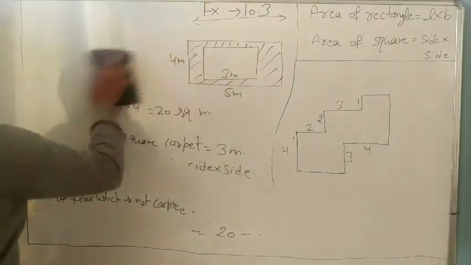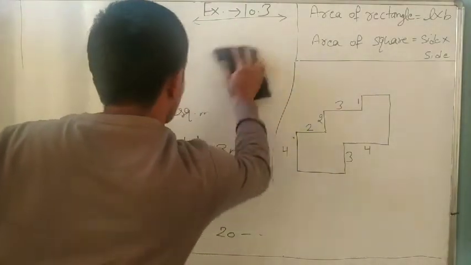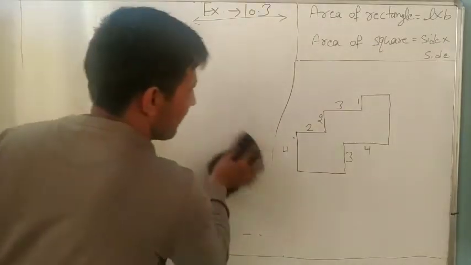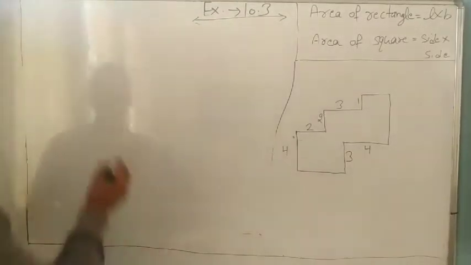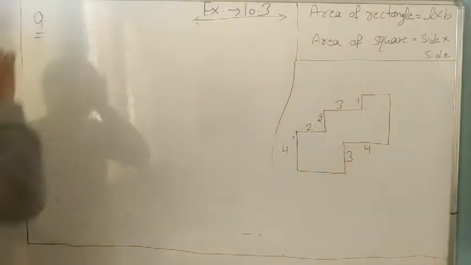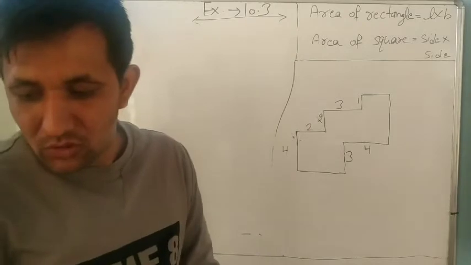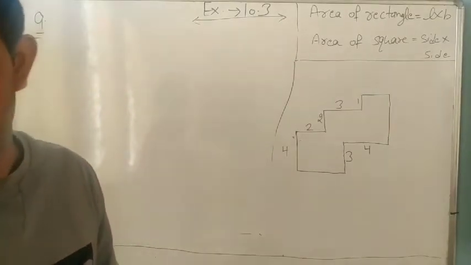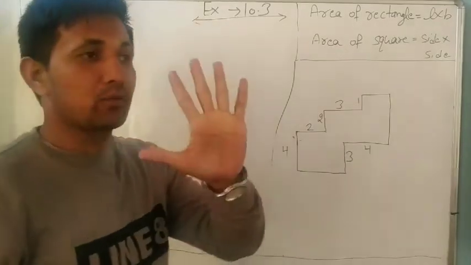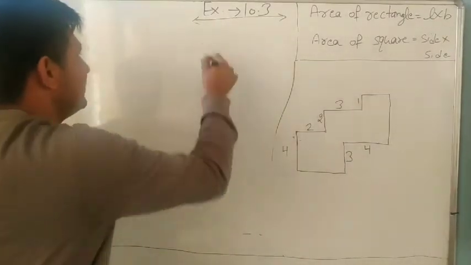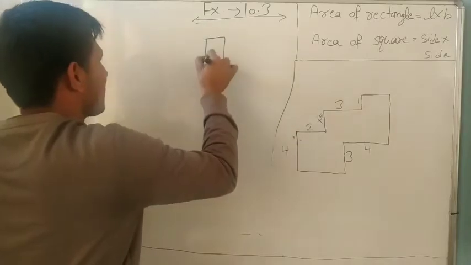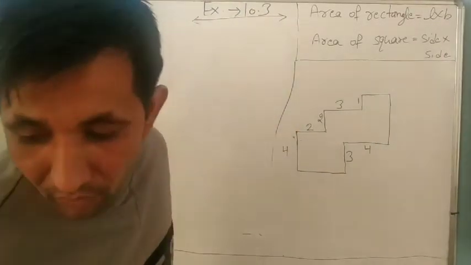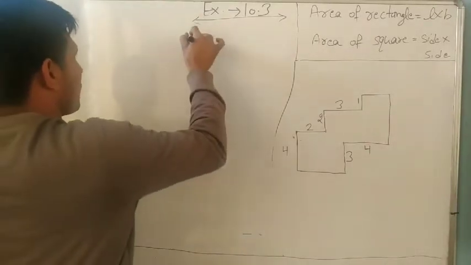Question number 9 is the same as question number 8. You will do it yourself; I am only explaining it. What is given in question number 9? It is given that there are 5 square flower beds, each of side 1 meter. These are the squares, these are the flower beds, and they are 5.